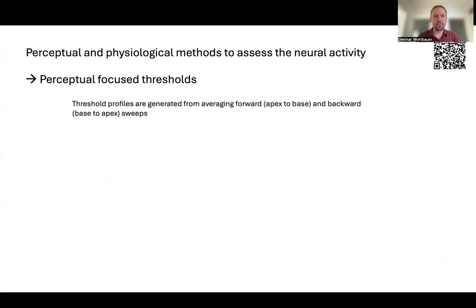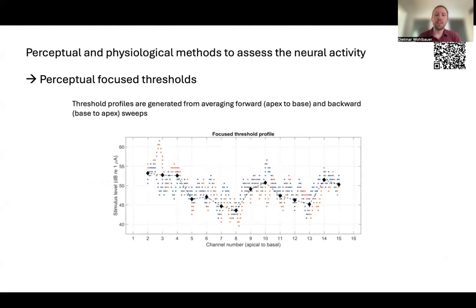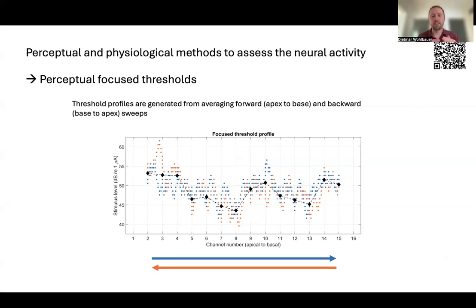So how does this look when we create a profile? Here in blue, you can see a sweep in one direction through the electrode array, and in orange we can see a sweep in the other direction. When we do this multiple times, we can average out a focus threshold profile that you see in black. You see there's lots of variation in this profile, so compared to a monopolar threshold, in theory it shows you a better representation of the more distinct region along the cochlear implant, respective to different neural activity.